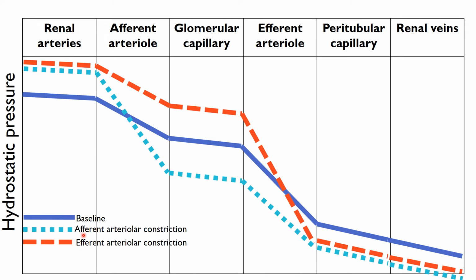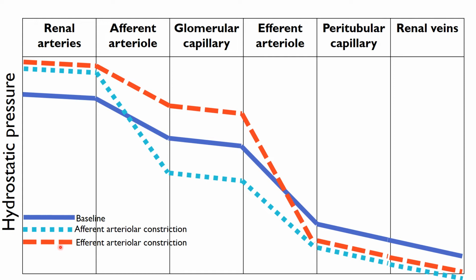If you vasoconstrict the afferent side, the afferent arteriole, which is what this little dashed line is indicating, then you're going to have a little bit higher pressure in the renal artery. You're going to have initially higher pressure in the afferent arteriole, but then hydrostatic pressure in the glomerular capillaries is lower than normal, and then by the time you reach the renal vein, it's relatively the same.